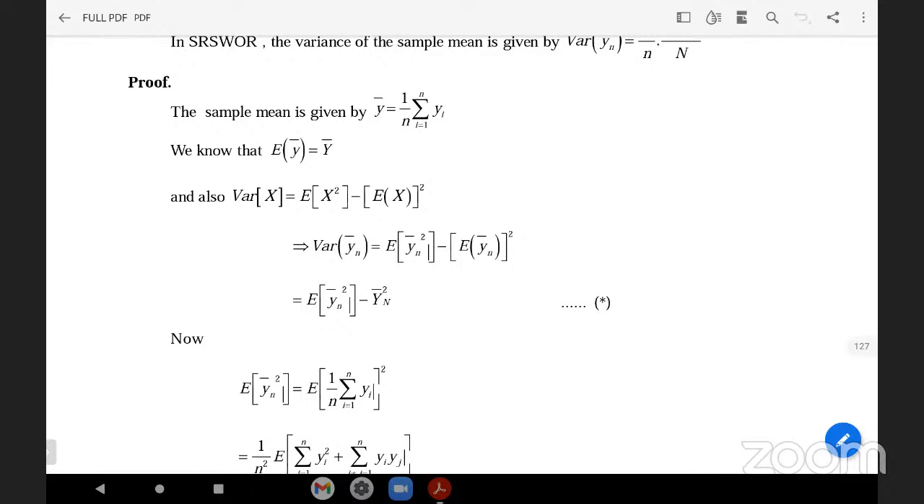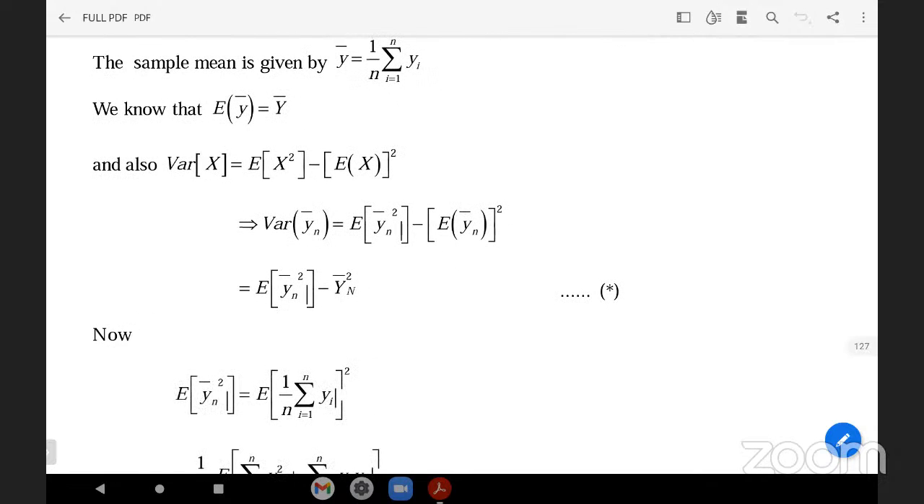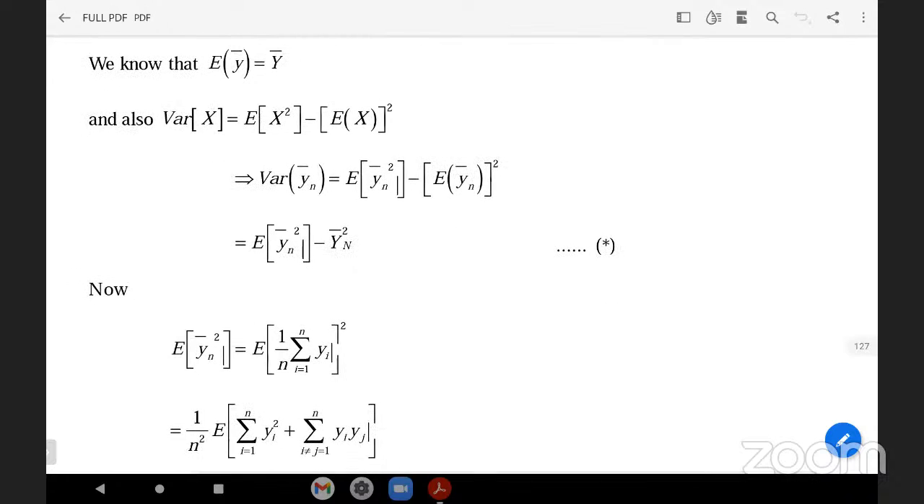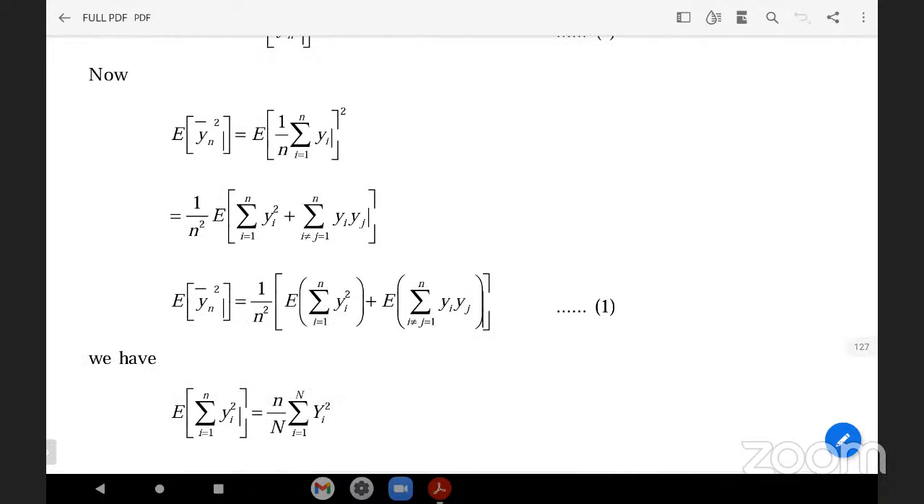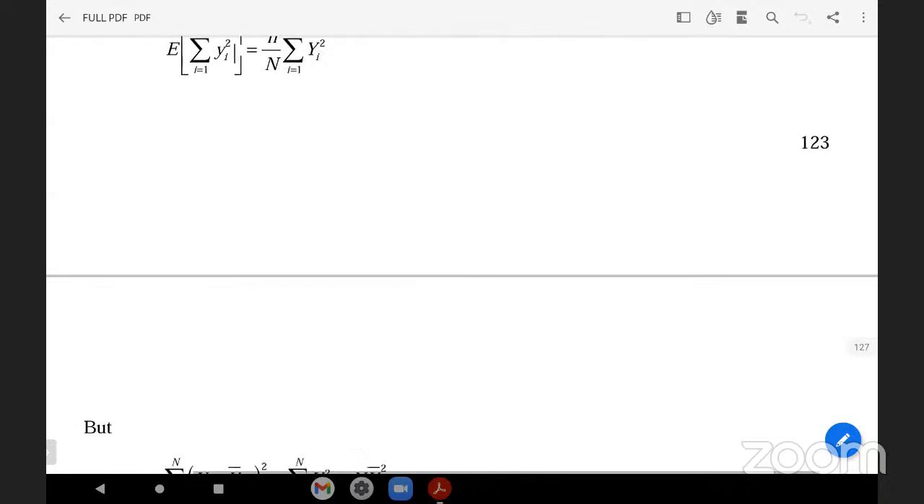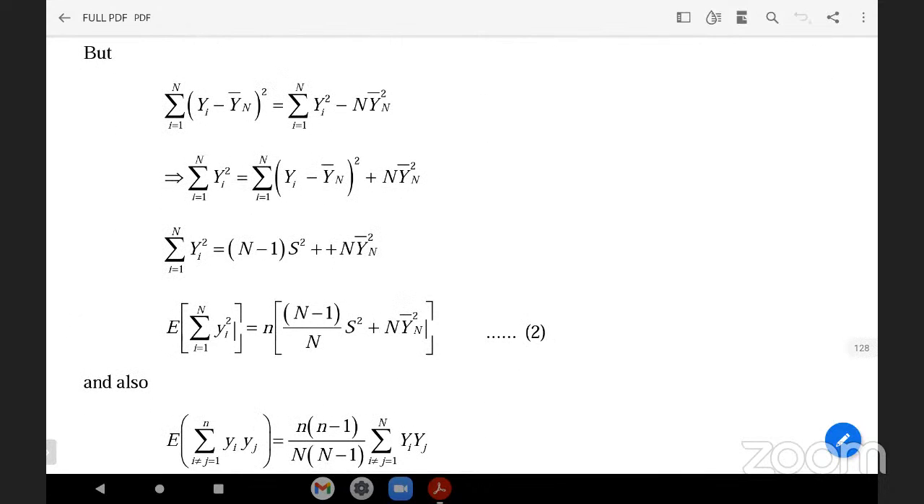The sample mean is given by y bar equal to summation yi by n. So E of y bar equal to Y bar. Variance of x equal to E of x square minus E of x whole square. So variance of y n bar equal to E of y n bar minus E of Y n bar whole square. With simplification, E of y n bar whole square equals 1 by n square into summation yi square plus summation. Following the same procedure, I can get these results.